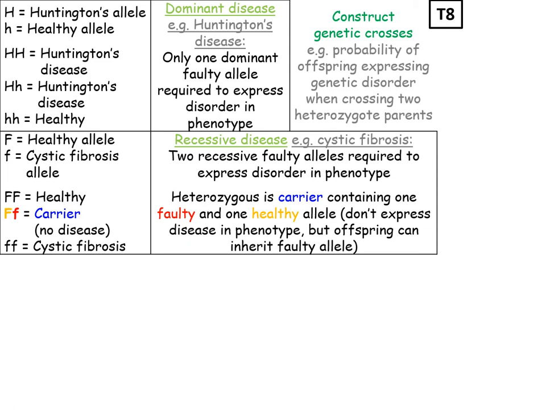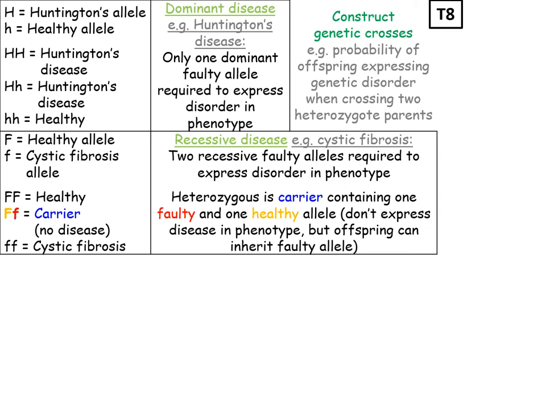However, if you have one cystic fibrosis allele and one healthy allele, you are heterozygous, and that makes you a carrier. That doesn't mean that you express the disease in the phenotype, but because you have one faulty allele and one healthy allele, there is a possibility that you can pass on your faulty allele to an offspring. Obviously, that would be a 50% chance of passing it along.